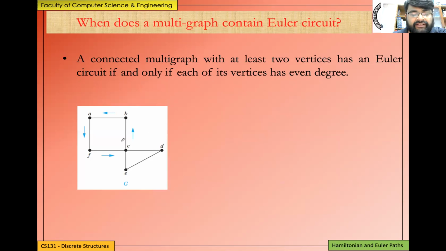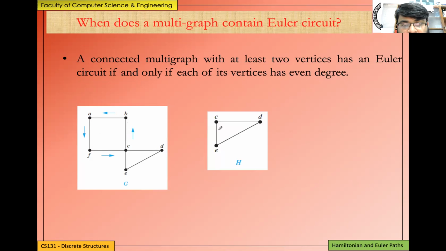So for example, let's take this one. The degrees are 4, 2, 2, 2, 2, and 2. This is also a connected multigraph, so this must contain an Euler circuit, right? Let's start with A: A, F, C, D, E, C, B, A, right? Or take anything. This will contain an Euler circuit because the degree of each of its vertices is even. Let's talk about this one. Again, the degree of each of these vertices is 2. So this will contain an Euler circuit as well.